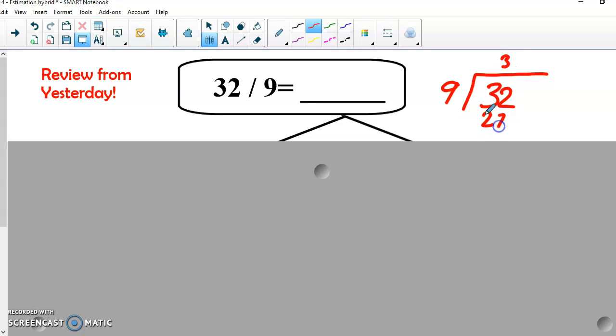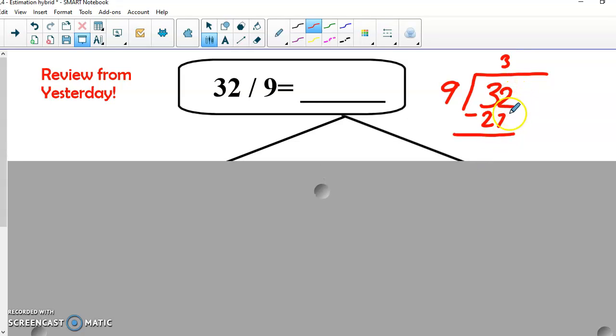And that is 27. And if I subtract, I cannot do 2 minus 7. Let me move this down a little bit. I cannot do 2 minus 7, so I'm going to borrow from the tens place, make it a 20, and this becomes a 12. So 12 minus 7 is 5, and 2 minus 2 is 0. I look here, 5 is less than 9, so I must be on the right track there.